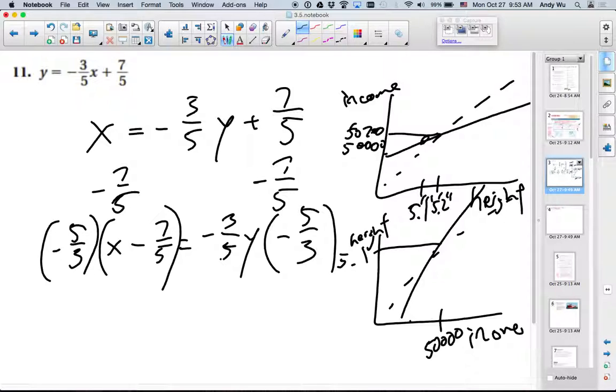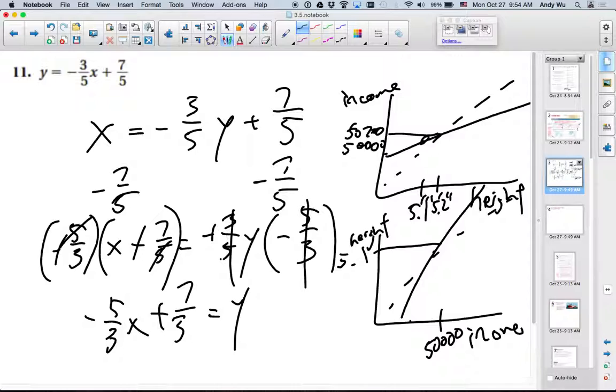Anyway, do I need to finish? So multiply it in. This becomes negative 5 over 3x. The 5 and the 5 cancel out, the negative and the negative cancel out, become plus 7 over 3 equals just y. So y is equal to negative 5x plus 7 over 3. Very good?